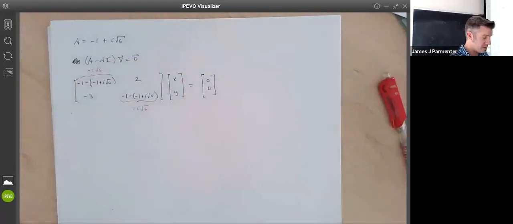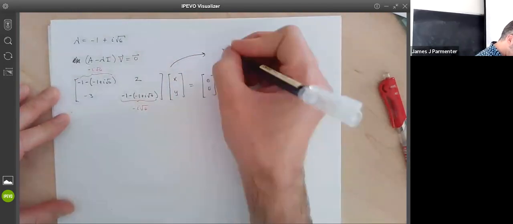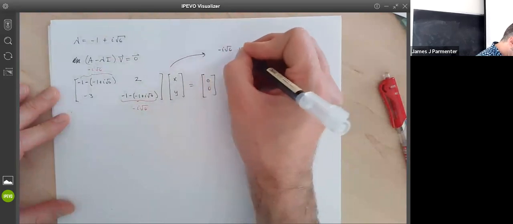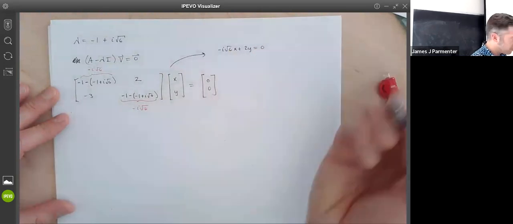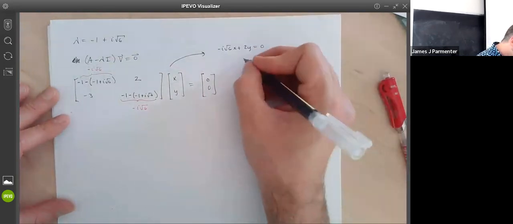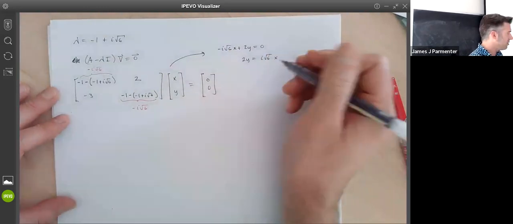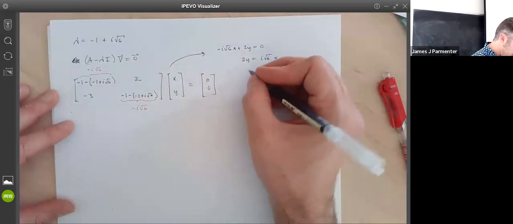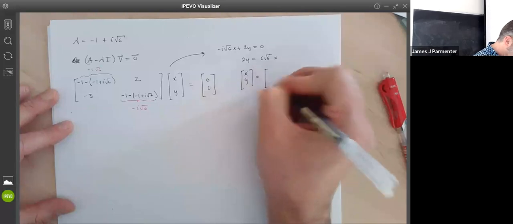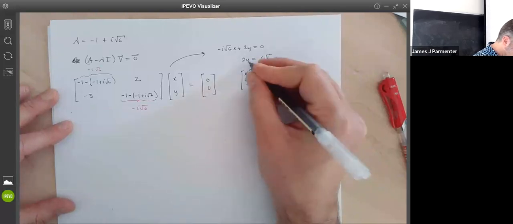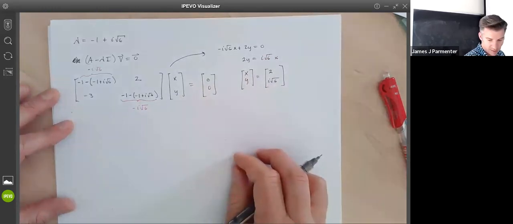You can pick either one. So I just want to point out either way of doing this is fine. Meaning you could either say negative i root 6 plus, times x plus 2y is equal to 0. And then you would get 2y equal to i root 6x. And I wouldn't divide both sides by 2. I would just say my eigenvector is going to be (x, y) equal to x is the coefficient of y, y is the coefficient of x. That's the way I would do it.